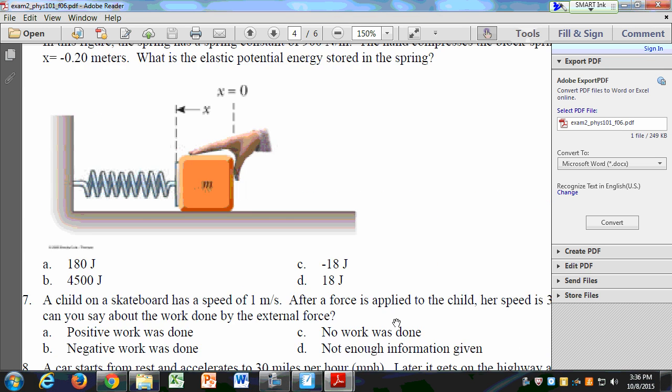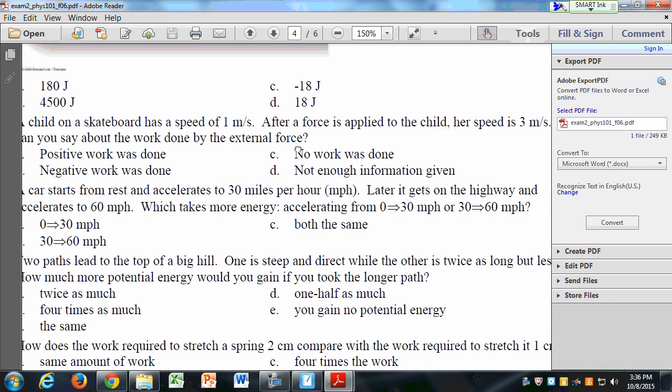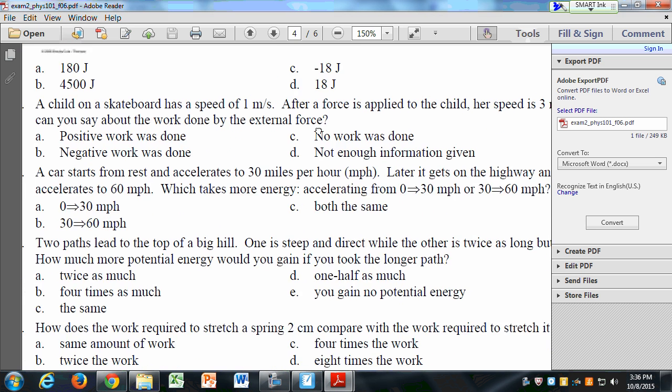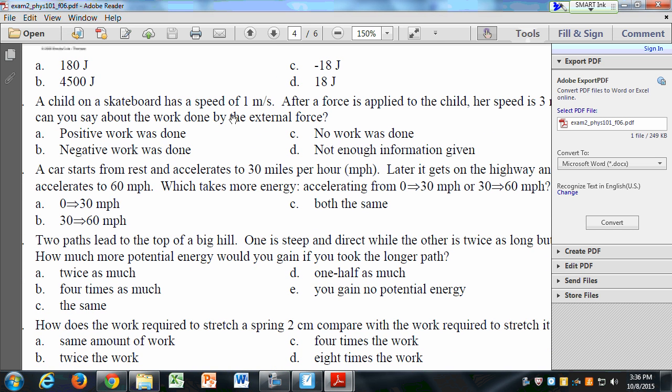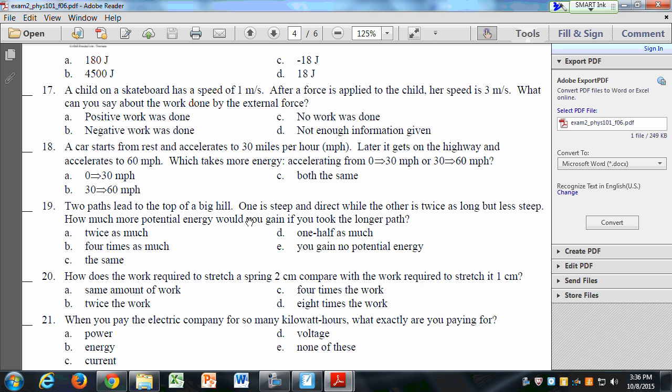Okay, let's take a look at some of these others. There's some conceptual stuff like this, like what is the work done? It says that a force is applied to this child. Her speed is 3 meters per second. Her previous speed was 1 meter per second. Was that positive or negative work being done? Right, because I'm speeding it up. I'm giving energy to it, so it's positive work. I know we had that on a previous test a little bit, but you could see it again because it's still related.